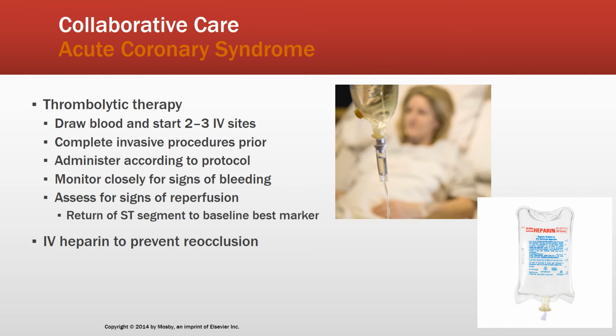This is a little bit more about thrombolytic therapy. Each hospital has a protocol on how they give thrombolytic therapy. There's a lot of the practices that we do that are very common because a lot of hospitals will follow the national guidelines that have been recommended. So we're going to draw blood to obtain baseline labs. We're going to start 2 or 3 peripheral IVs, and all other invasive procedures are done before thrombolytic agent is given to reduce the possibility of bleeding.